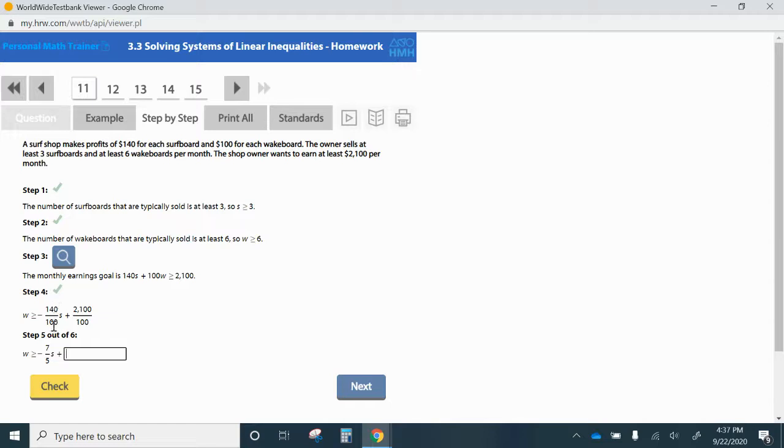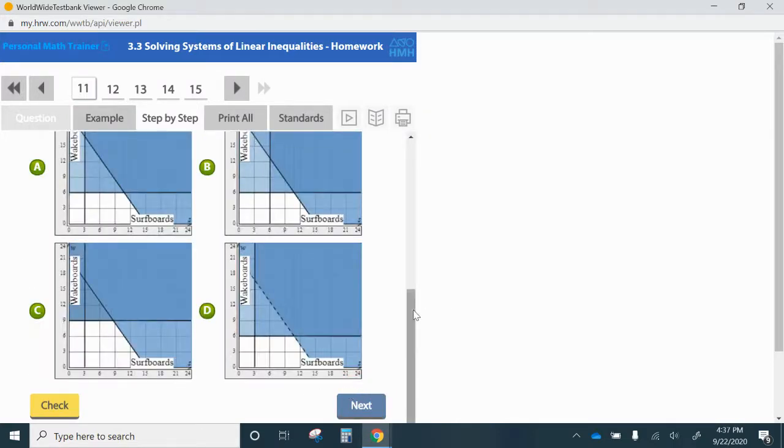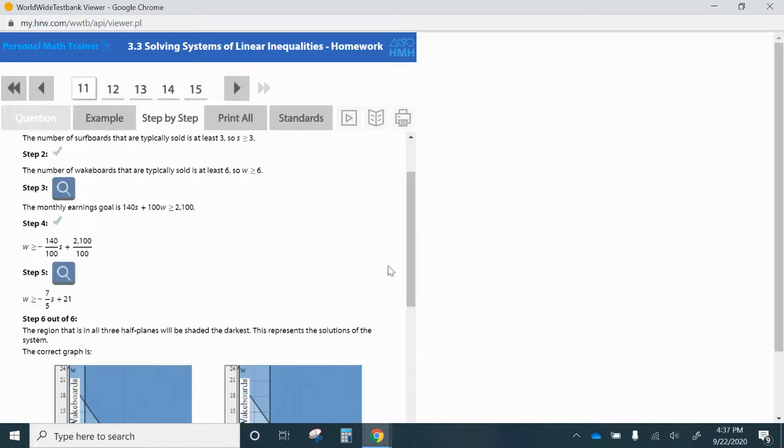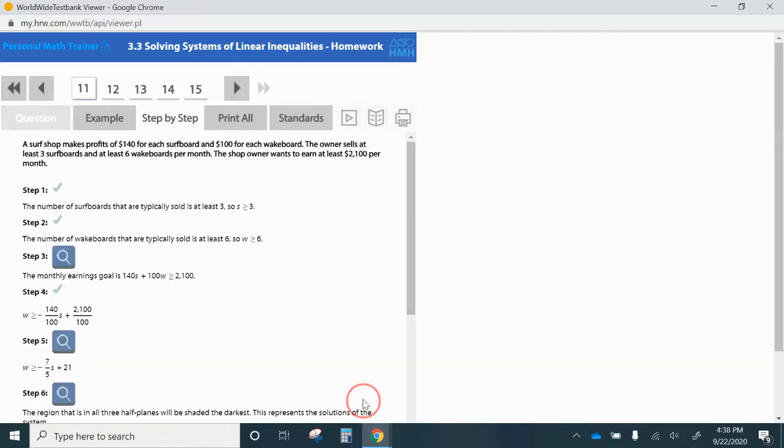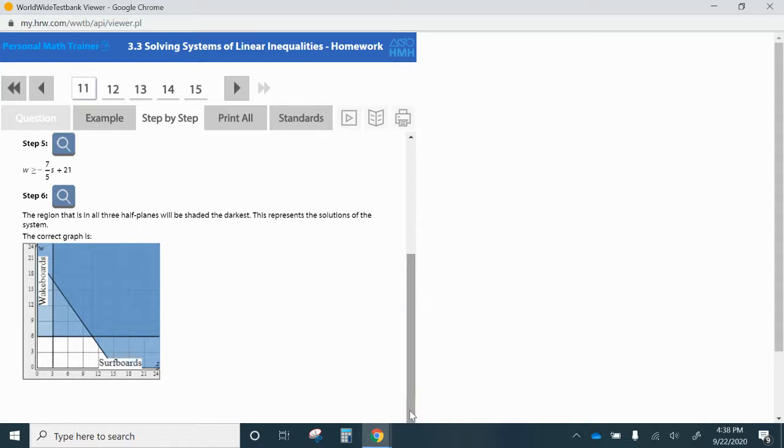So 140 divided by 100 is reduced to be negative 7/5, as plus 2,100 divided by 100 is 21. The region that is in all three half planes will be shaded the darkest. It represents the solution of the system. The correct graph is this one.